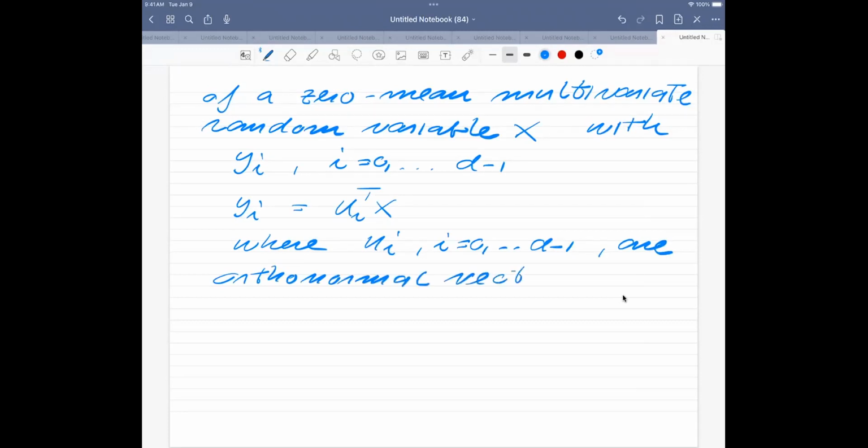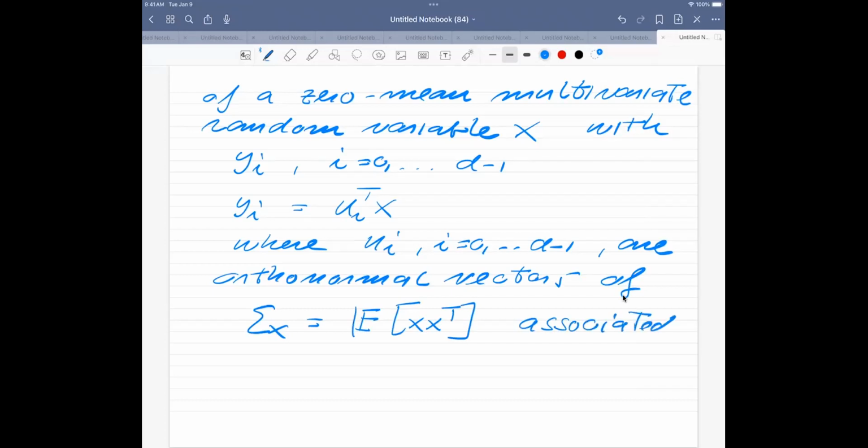Now, this quantity is going to be the same as the variance, which we have discussed before. So these are orthonormal vectors of the covariance matrix of X, which is the expectation value of this vector X times its transpose, which is just an outer product. And this is associated with its D largest eigenvalues.